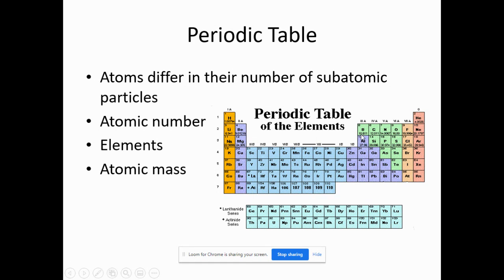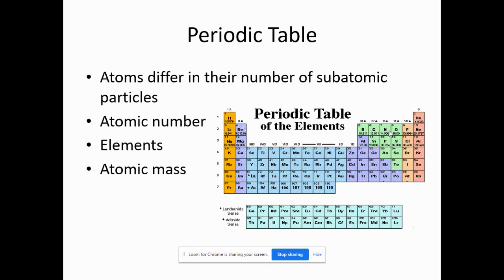Then you see here 10.811, 12.011. That refers to the atomic mass. The atomic number, this number here in the top left corner, refers to the number of protons in the atomic nucleus and determines the type of atom or element. So all atoms that have 6 protons in their atomic nucleus are considered carbon atoms. All atoms that have 7 protons in their atomic nucleus are considered nitrogen atoms.